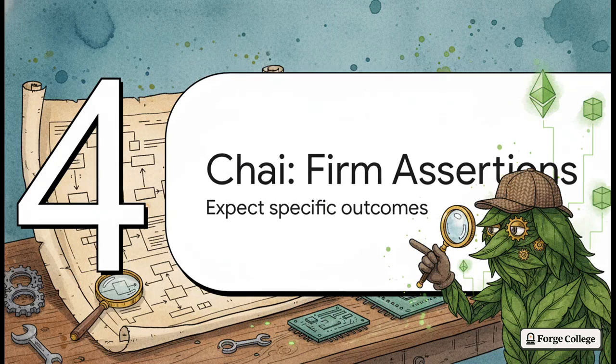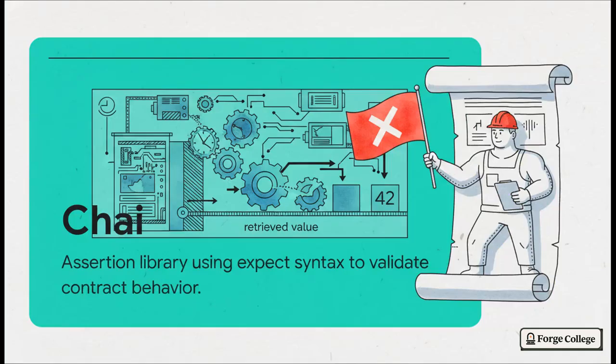Section 4. Chai, making firm assertions. So we have our blueprint and our clean workbench, but now we need an inspector. Enter Chai. Chai is the rigorous quality assurance inspector to Mocha's blueprint. It's an assertion library that uses this wonderfully readable expect syntax. This is the exact moment where we stop politely asking our code what it's doing, and we start making firm, unyielding demands of its behavior. We literally say, I expect this retrieve value to equal exactly 42. If it doesn't, Chai throws an orange warning flag, fails the test, and stops the whole assembly line. Basically, Mocha organizes the test, and Chai decides if it actually passes.